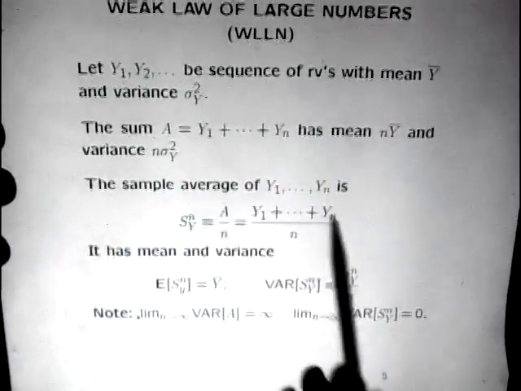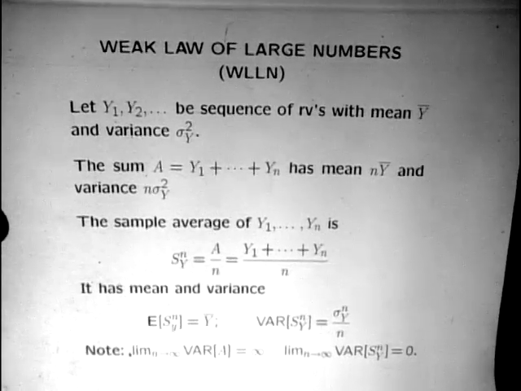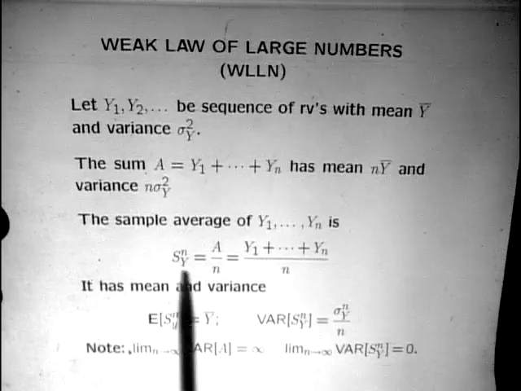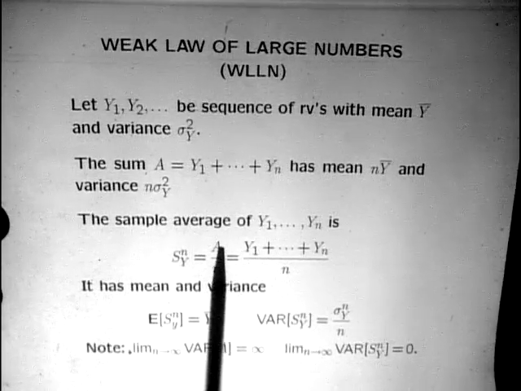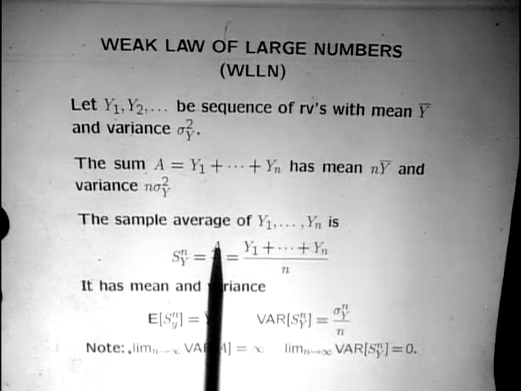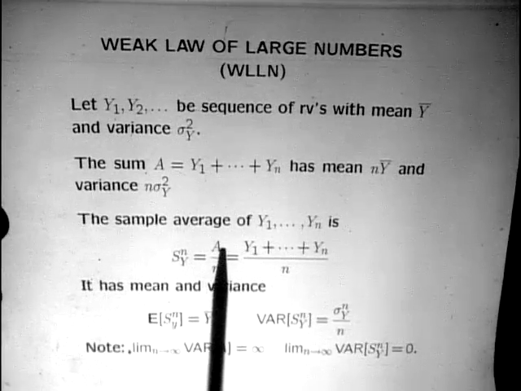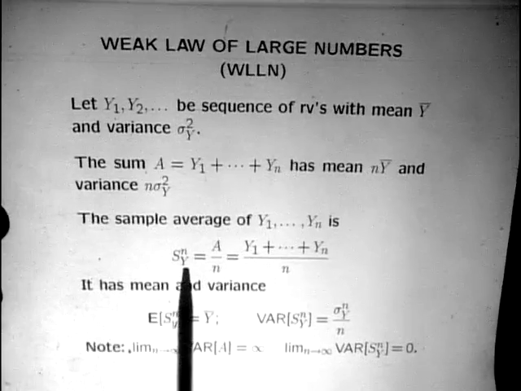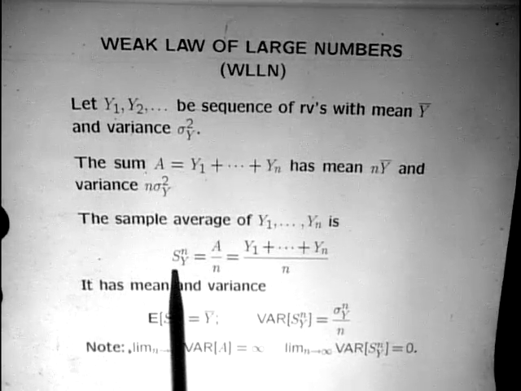Okay, so this sample value is a over n, which is the sum divided by n. And we call that the sample average. The mean of the sample average is just the mean of a, which is n times y bar divided by n. So the mean of the sample average is y bar itself.